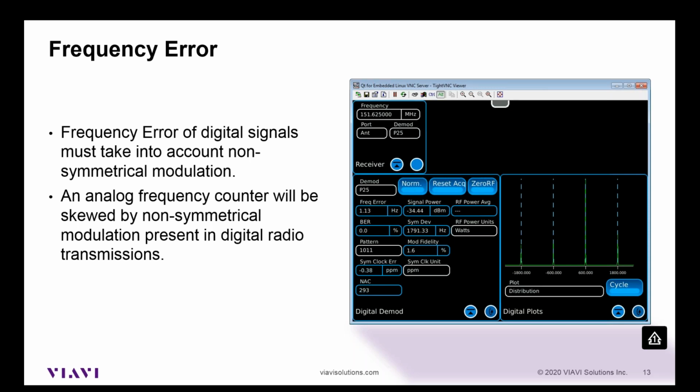What that means is that the RF signal is spending a lot more time above the carrier frequency than it is at or below the carrier frequency. If we use an analog frequency counter to measure that, because it's not symmetrical, because it spends more time above the carrier frequency, it's going to cause that frequency counter to also reflect an error above the carrier frequency. That's obviously not what we want happening. We want to actually know what the real center frequency is, what the real RF frequency is. And so it's imperative that we use a proper frequency error meter for these digital signals.